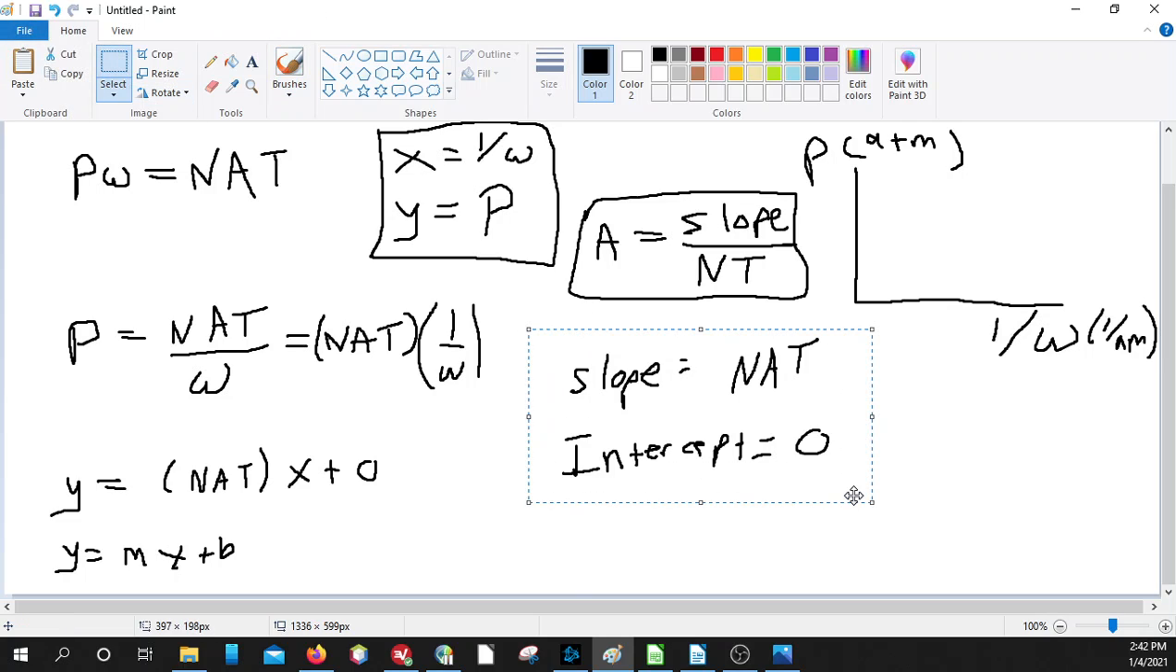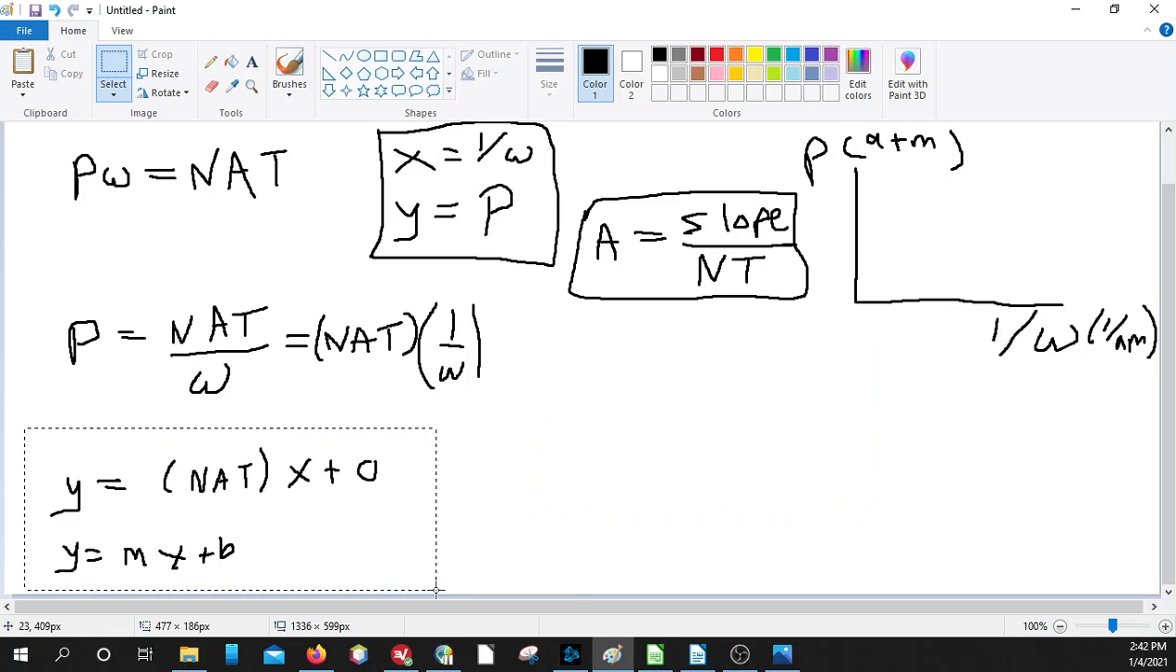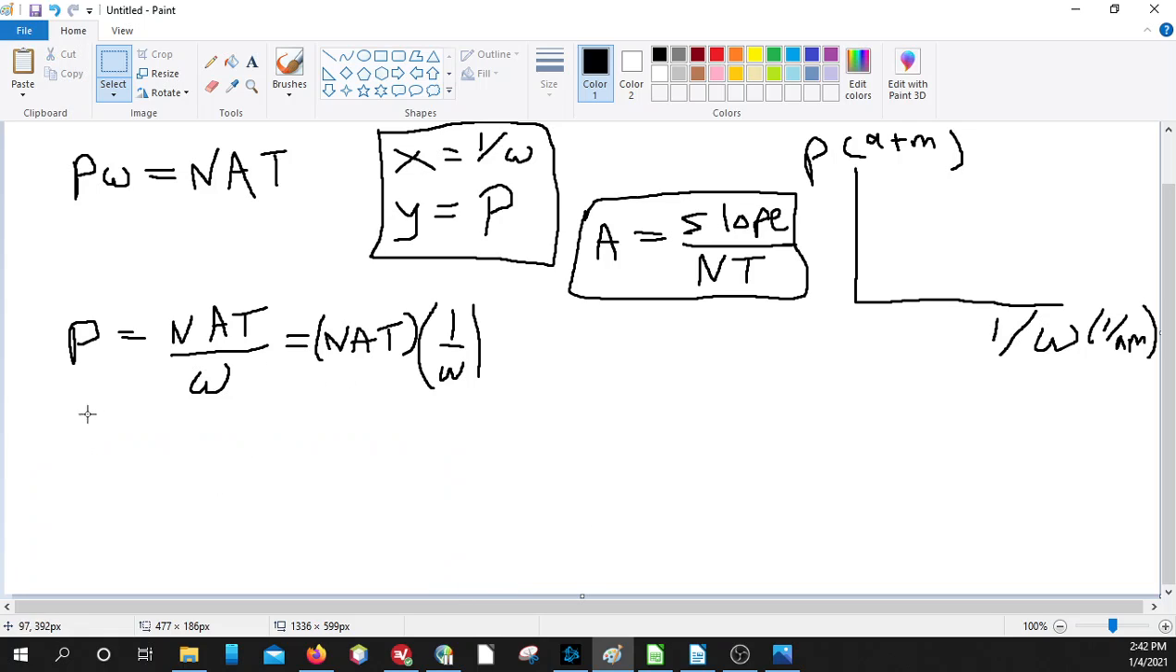And so let's look at our slope. Now I'm going to clear up some room here. Let's get rid of that as well. So let's start here. Our slope has units of atmospheres divided by inverse nanometers, or atmospheres times nanometers. If you multiply top and bottom by a nanometer, you have 1 over a nanometer times a nanometer. They just cancel. So our slope has units of atmospheres times nanometers.